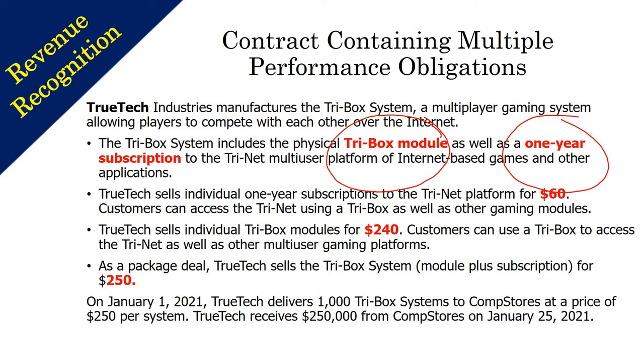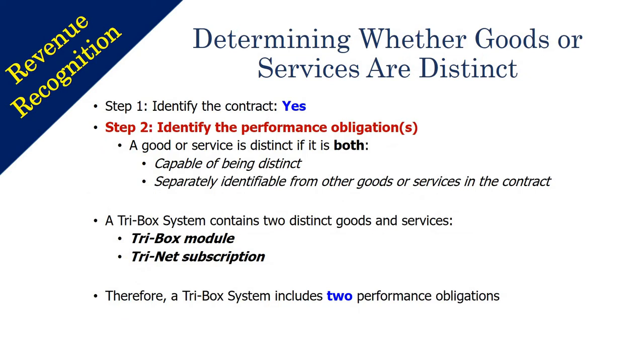But if they sell the two as a package, the package price is $250 per package. So on January 1, 2021, TrueTech delivers 1,000 Tribox systems to Comstores at a price of $250 per system. TrueTech receives the $250 from Comstores on January 25. Okay, so now let's see.